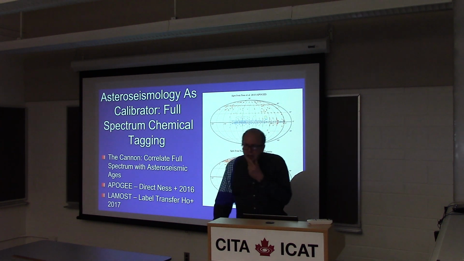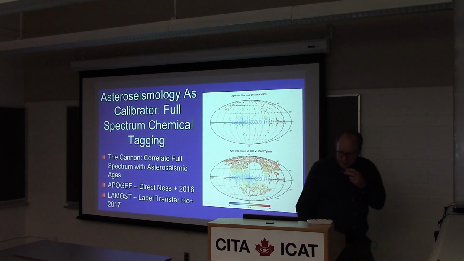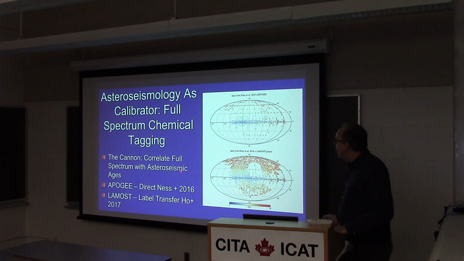And so this can also be used as a full spectrum calibrator. In this case, there are two examples here. There's the effort by Ness et al. to use the APOGEE sample to basically train on some thousands of asteroseismic measurements and infer masses for hundreds of thousands of spectra.